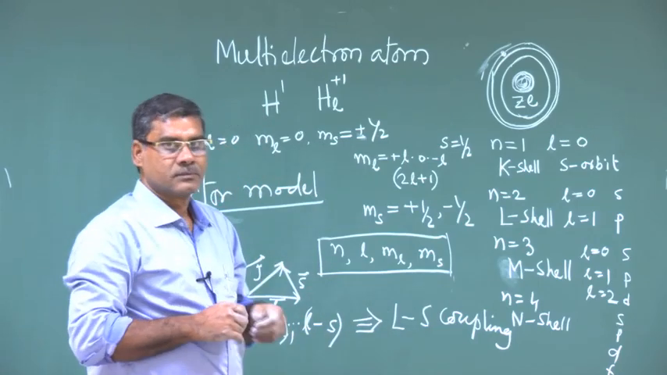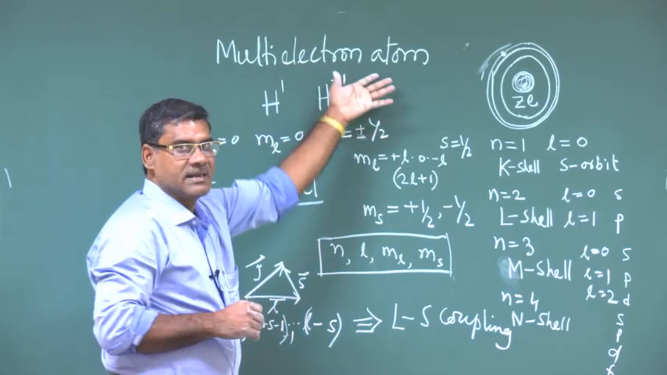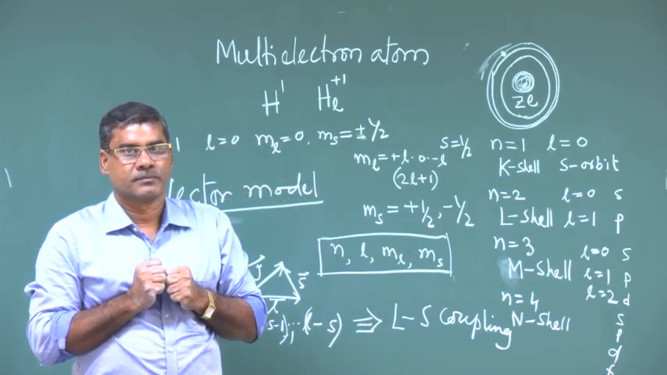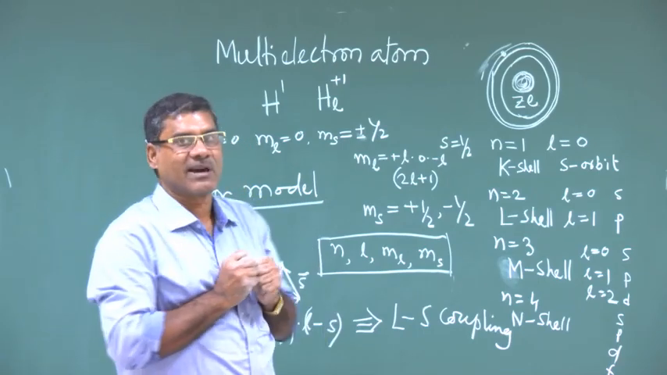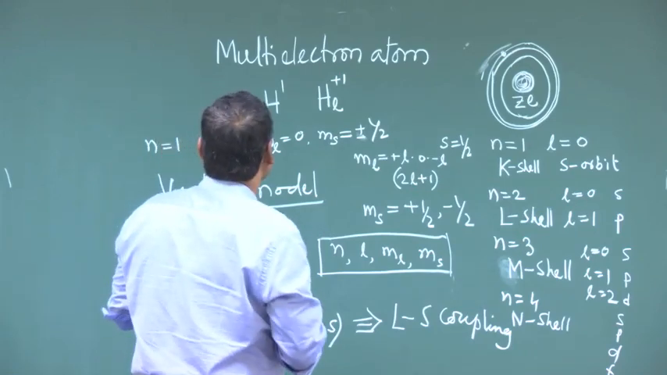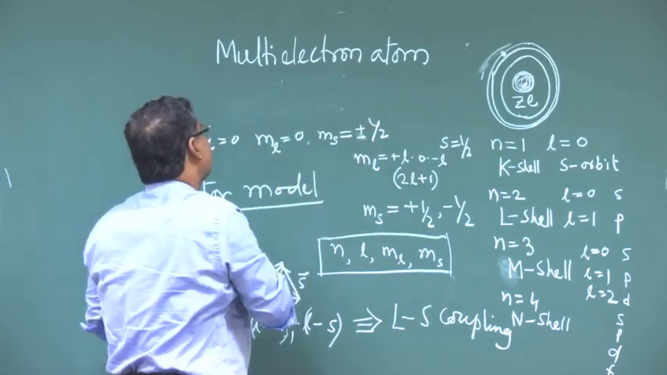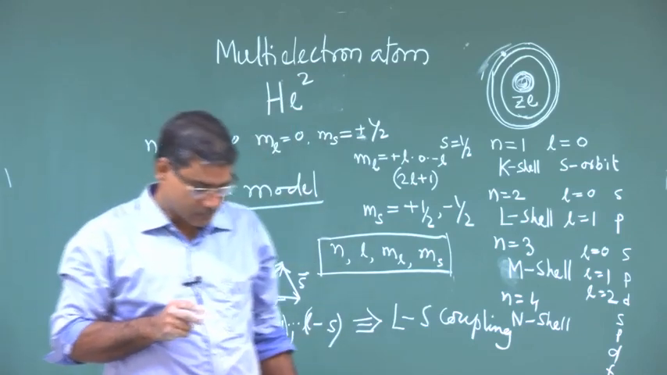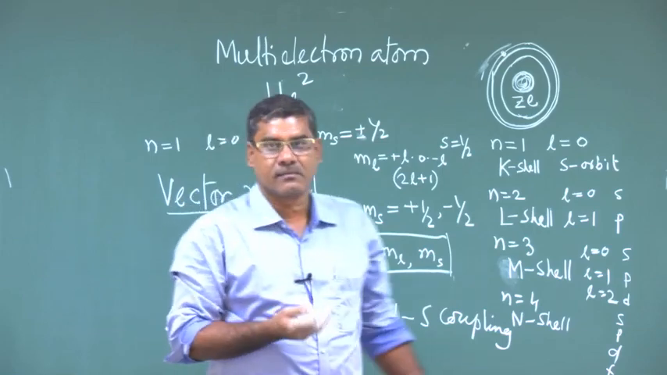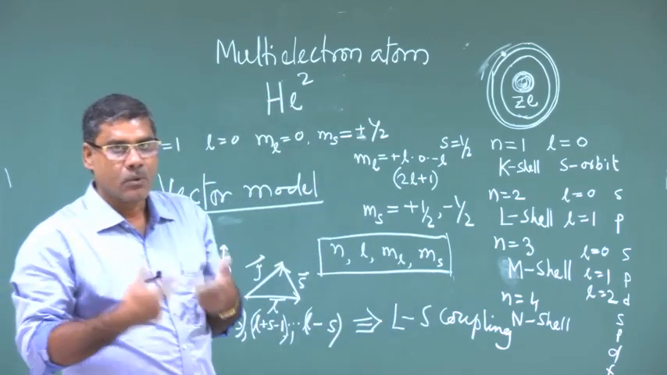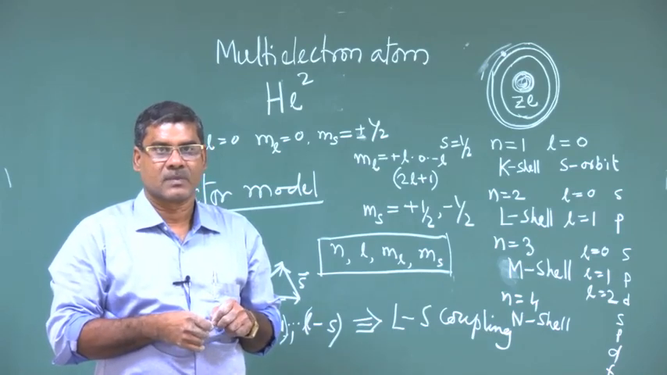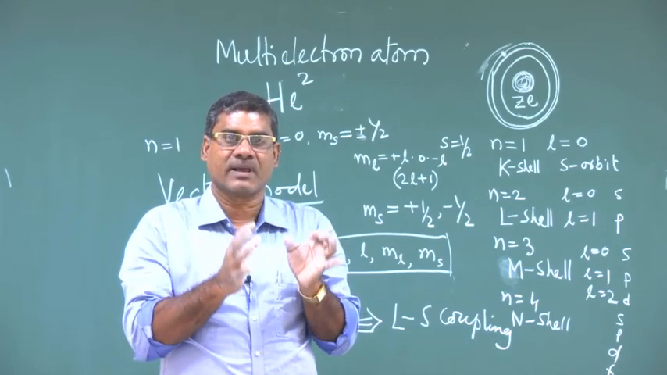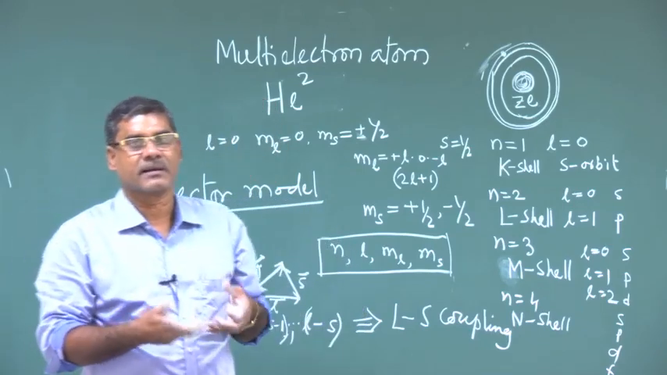So now in the case of multi-electron systems, this concept is extended. Now if I have two electrons, what will happen? In the case of two electrons, say helium, it has two electrons. Each electron has its own angular momentum, either orbital angular momentum or spin angular momentum. Each electron will have its own orbital and spin angular momentum.